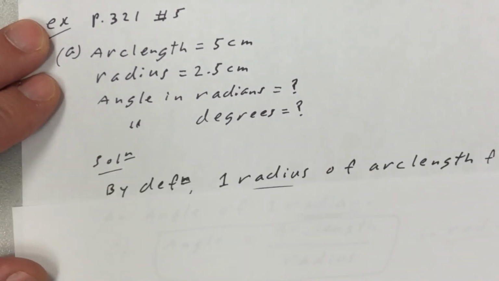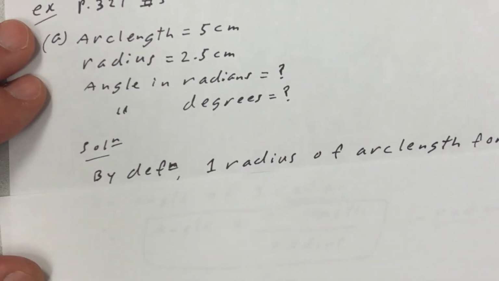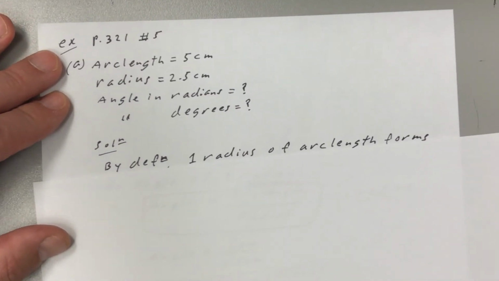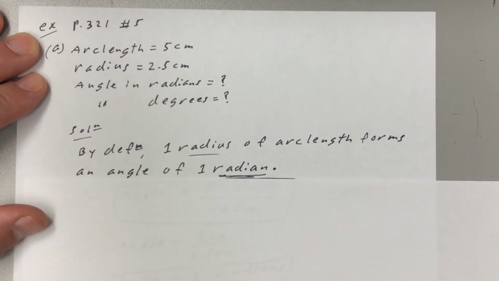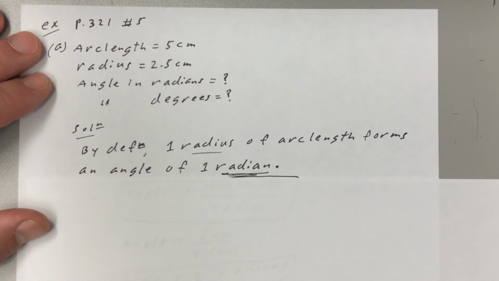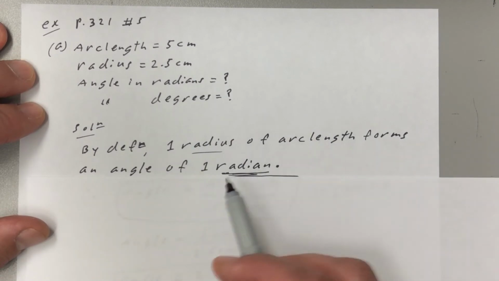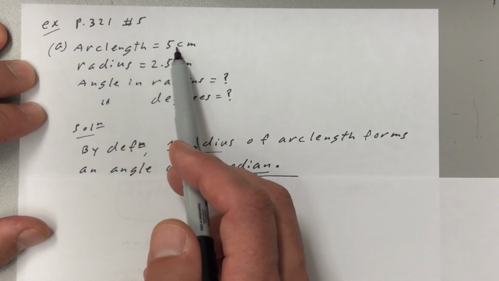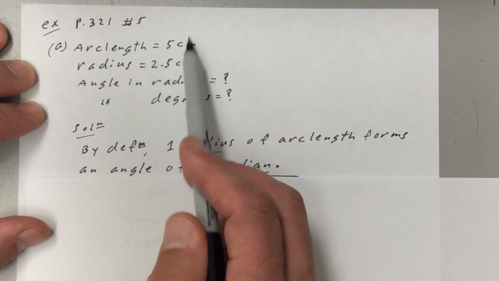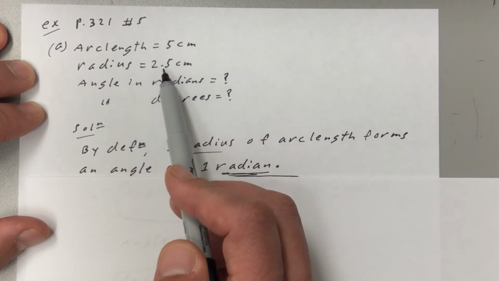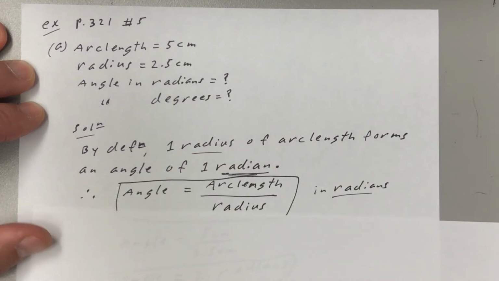Okay, so the solution. By definition, one radius of arc length forms an angle of 1 radian. So 1 radius of arc length. Well, the arc length is 5 centimeters. The radius is 2.5. So right away you should be able to see that the arc length is 2 radii. So that should be 2 radians.